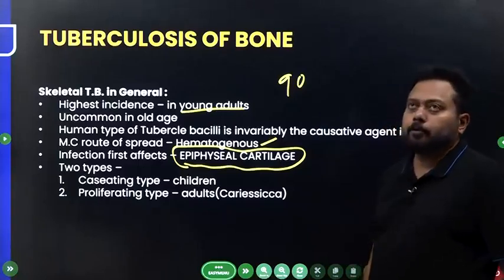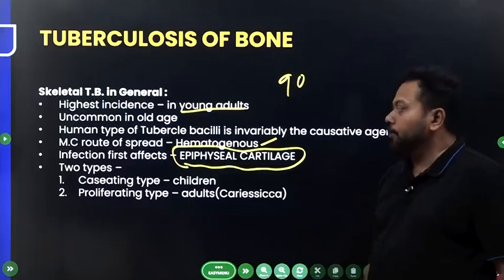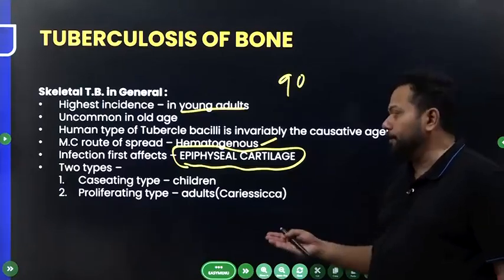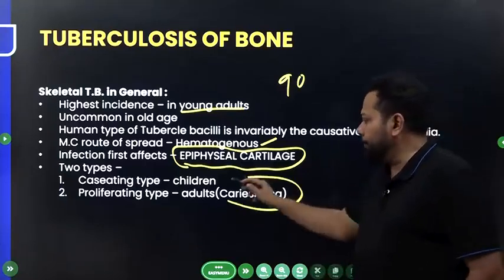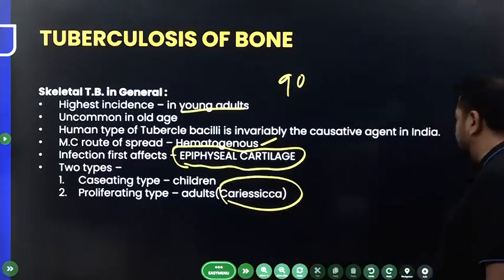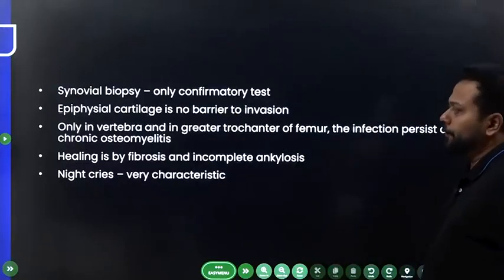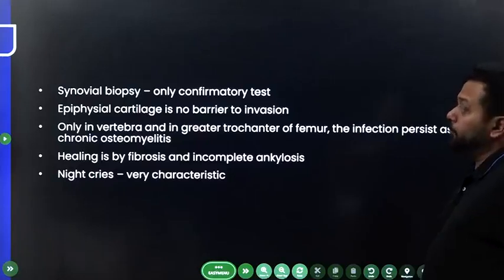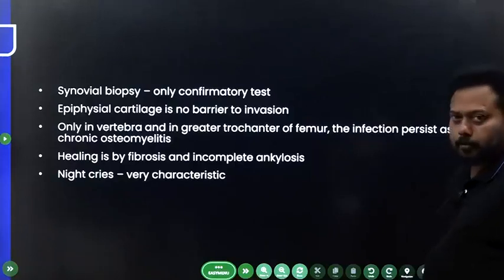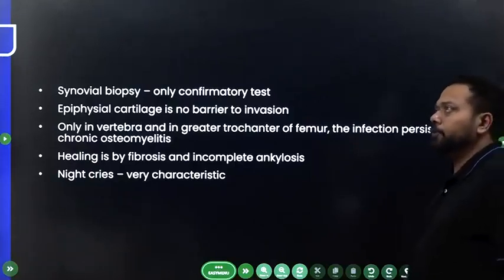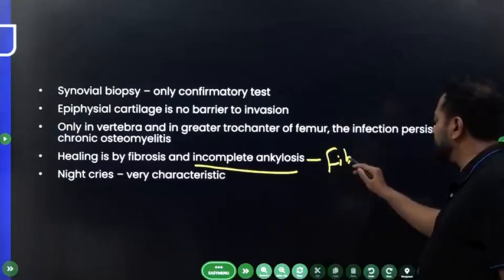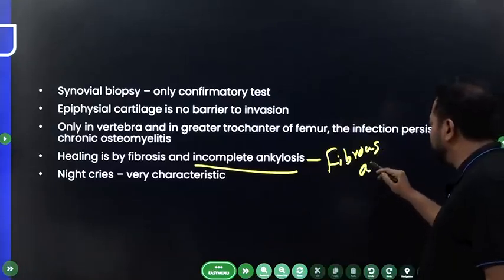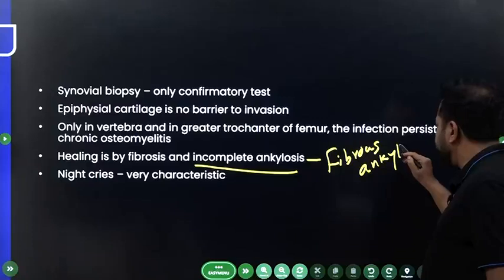There are two types of tuberculosis: a caseating type and a proliferating type. The caseating type is the common type. The proliferating type is called caries sicca, a dry type of tuberculosis, where caseation won't be there. Synovial biopsy is the only confirmatory test. Epiphyseal cartilage is no barrier. Only in the vertebra and greater trochanter of the femur does the infection persist as chronic osteomyelitis. Healing of tuberculosis is by incomplete ankylosis, which is called fibrous ankylosis.